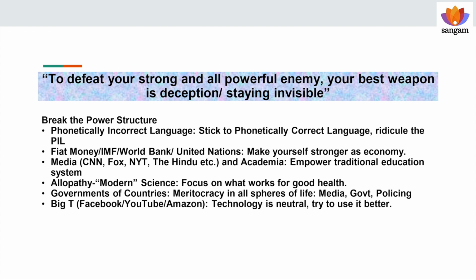Academia, as I said, given you the example, they will never want you to do certain things which will dismantle them. Yeah, media and academia. So empower the traditional education system. Get away with the allopathy. Focus on what works for good health. Instead of going for allopathy, go for medicines which work for good health, without creating any dependency.